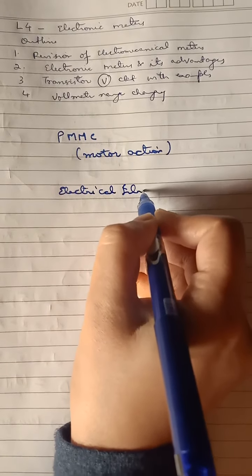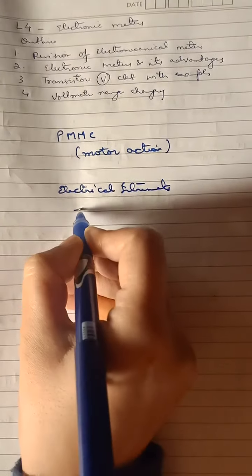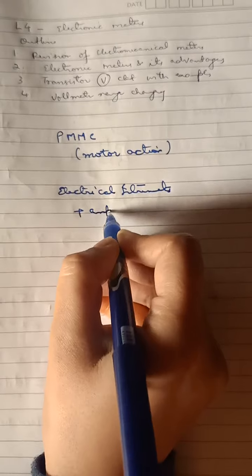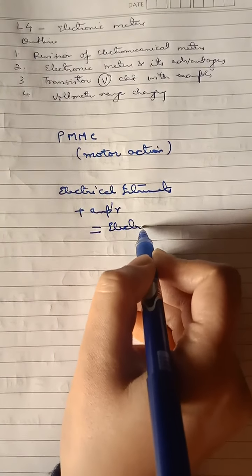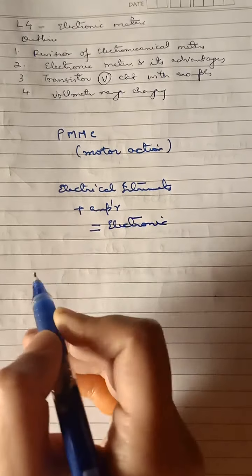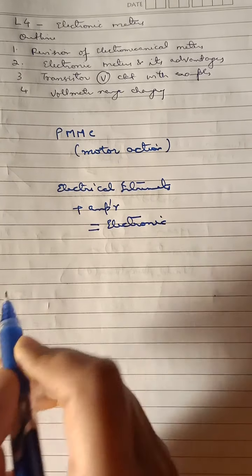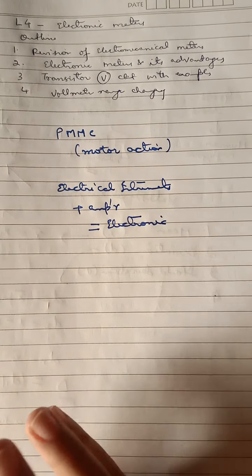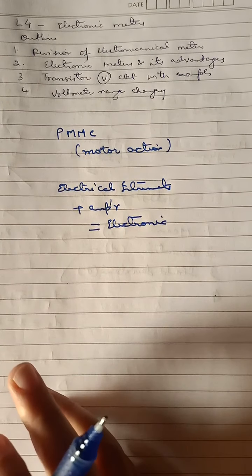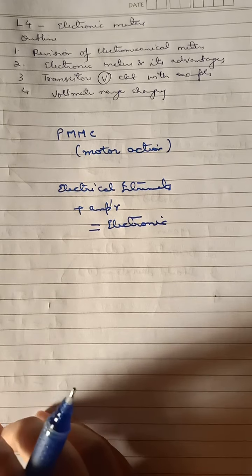Electrical instruments plus amplifiers will give you an electronic instrument. So obviously, what are the disadvantages that we have faced in the analog or electrical instrument?